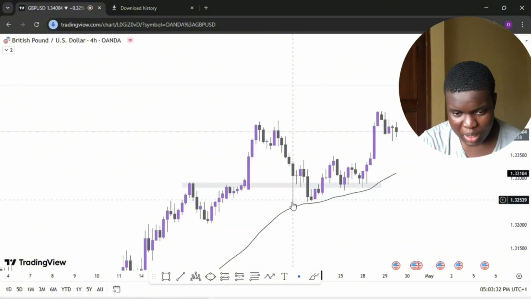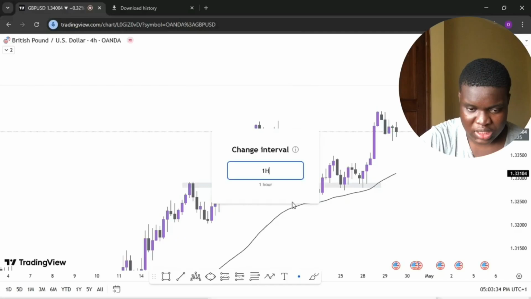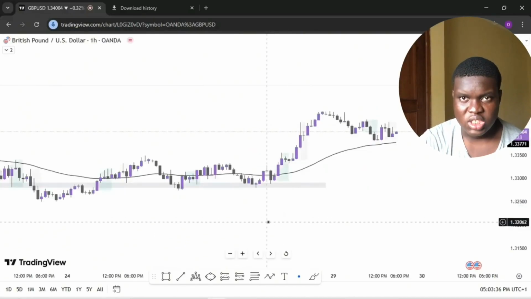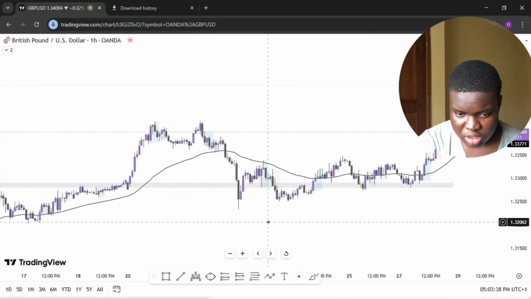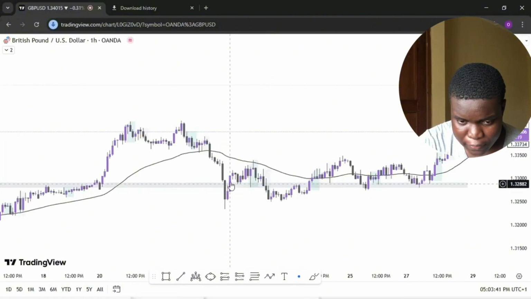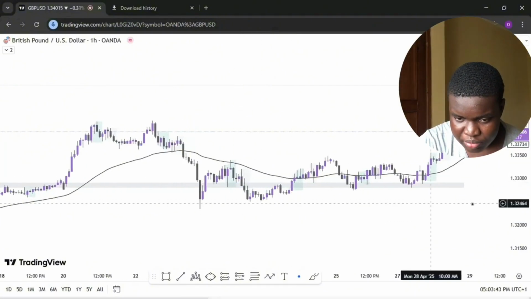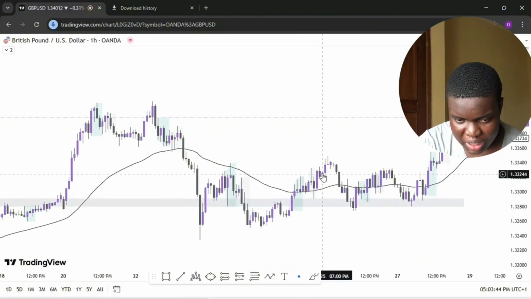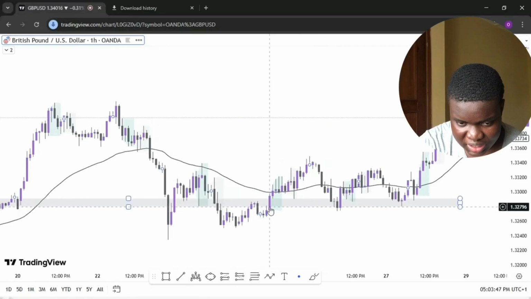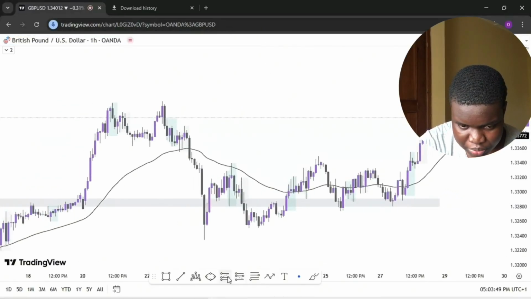After price came into my POI the first time, I jumped to the lower time frame and began to monitor GBPUSD very, very closely. Initially, I didn't find my entry signal here. Then when price came back, I found my entry signal right here. You can see this clean bullish engulfing candle. You can see I entered at this engulfing candle.